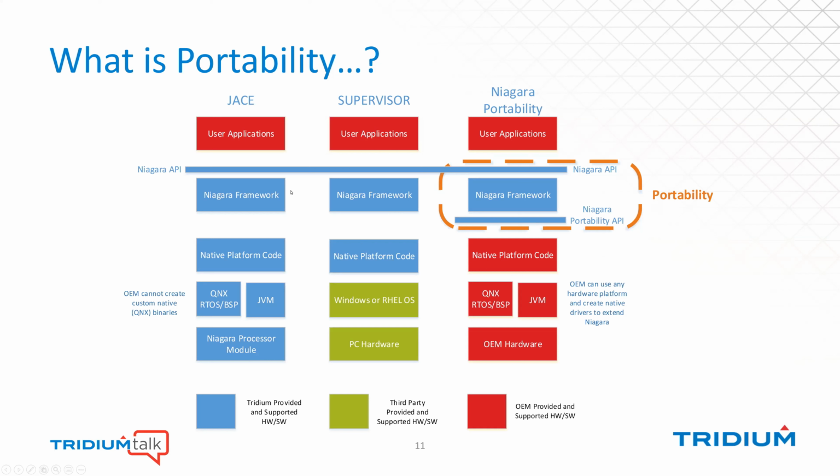And you'll see with a JACE, yes, Tridium supplies everything other than the user applications that our OEMs and SIs develop. With a supervisor, then yes, the PC hardware and the operating system is supplied by third parties, but then Tridium supplies the full Niagara framework, including the native platform code that allows it to work on PCs and on Linux. Whereas when it comes to portability, you have to arrange for the Java virtual machine licensing, the operating system that you need for your hardware, and do all of that native platform code. So there's a certain amount of respect that I certainly have for each one of our partners who has this special skill set to be able to do this.